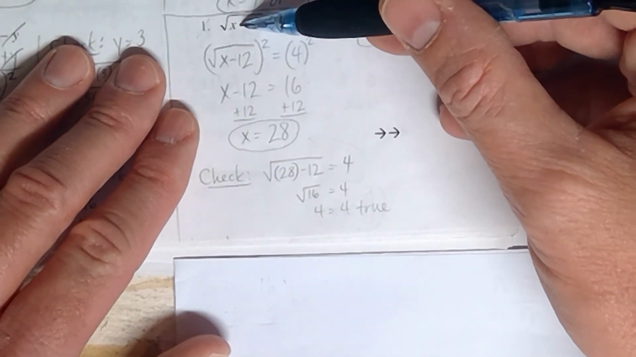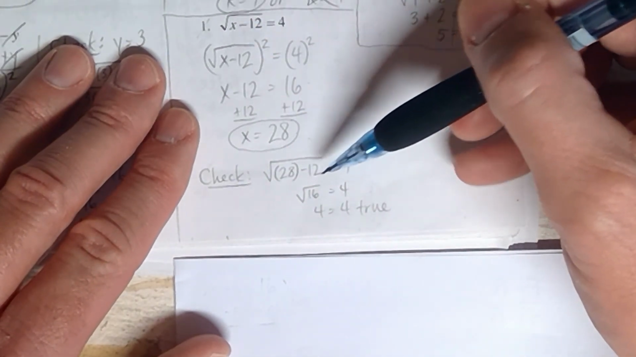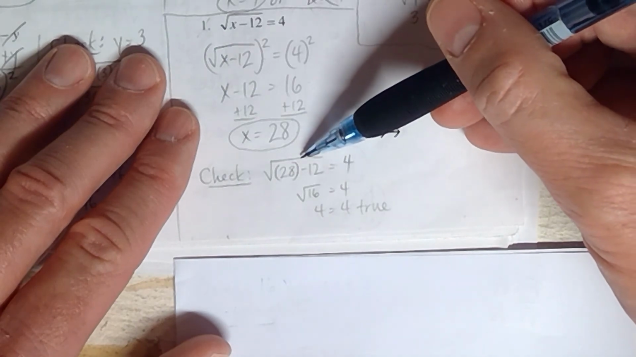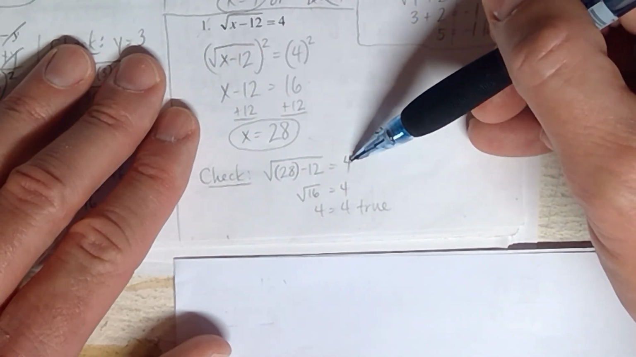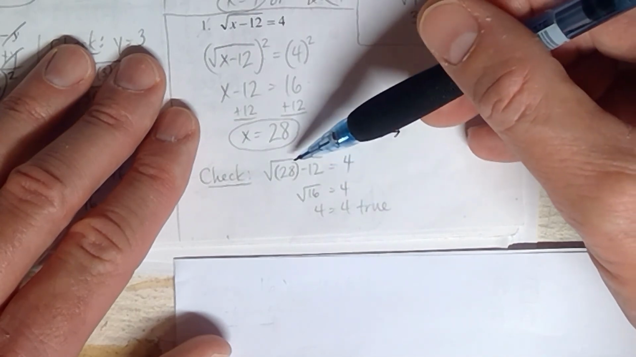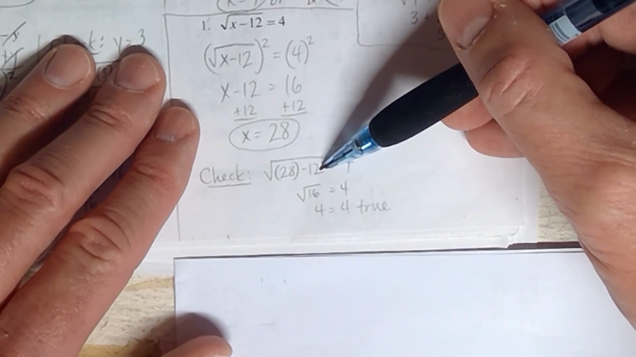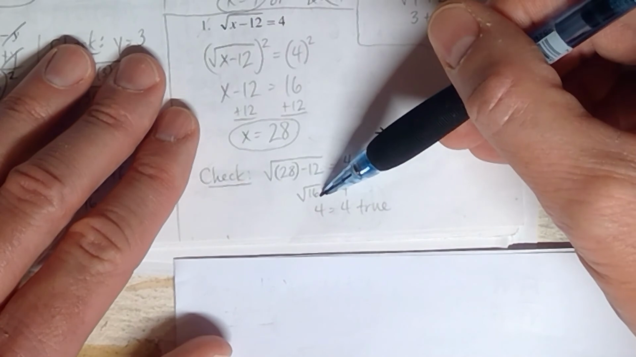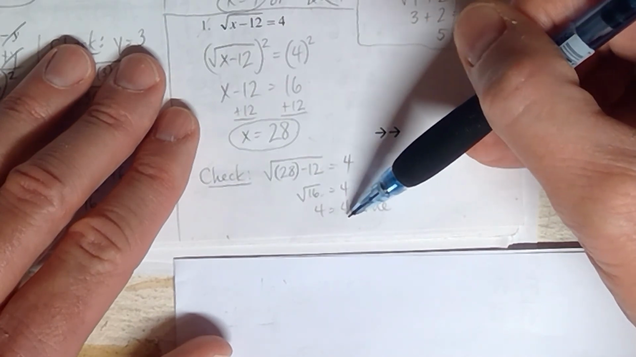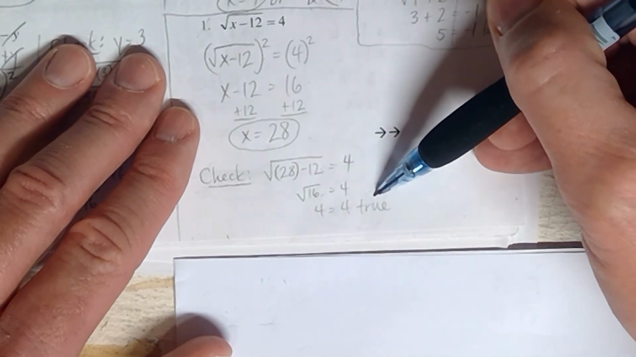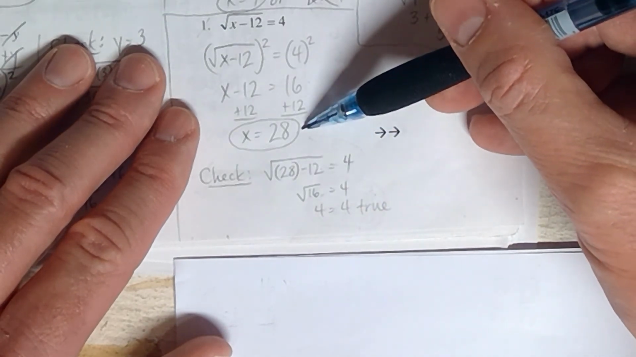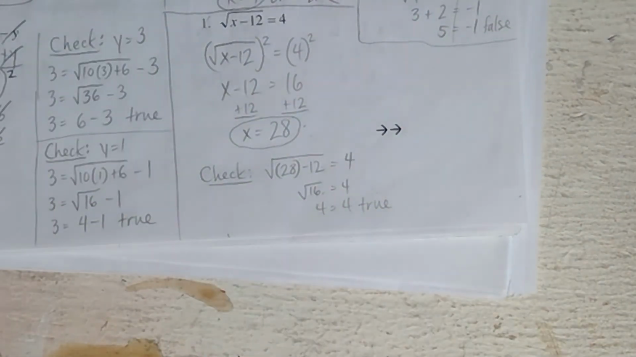So I plugged the 28 into here. You can see that down here. And then I figured out what this side was equal to, to see if it was equal to the other side, which is already equal to 4. And you can see that if you figure out the inside of the radical first, and then you calculate the square root, it does indeed end up being equal to the same thing, 4 equal to 4. Since it's true, we circle it. Next problem.